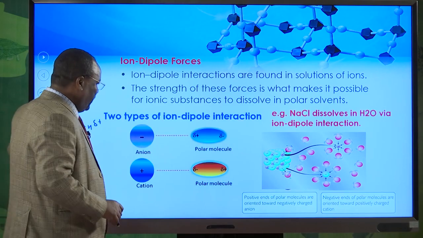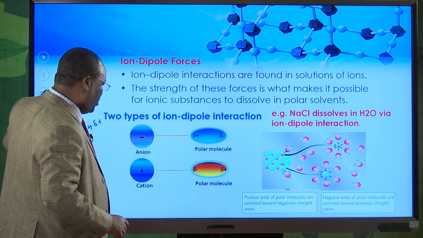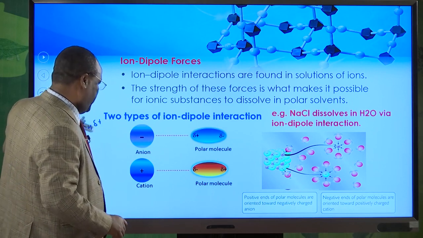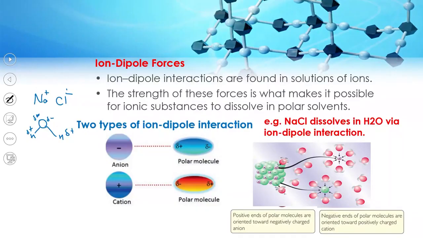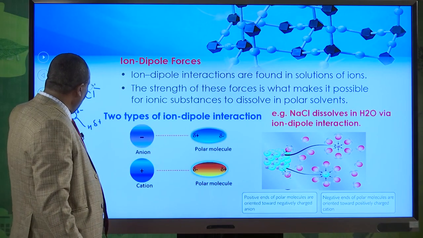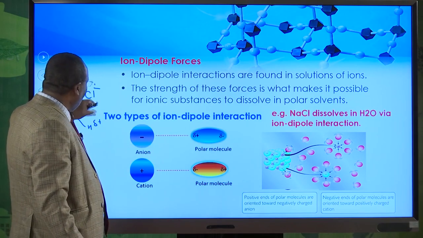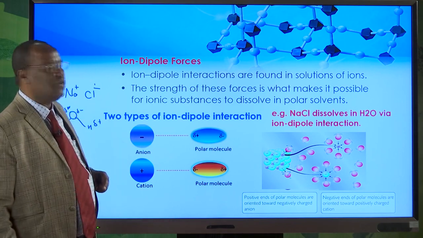And the negative ends of polar molecules are oriented towards the positively charged ion. The negatively charged end of the polar molecule is the oxygen in water. So there is an attractive force between the sodium ion and the oxygen side of the water molecule. This type of interaction is said to be ion-dipole force.